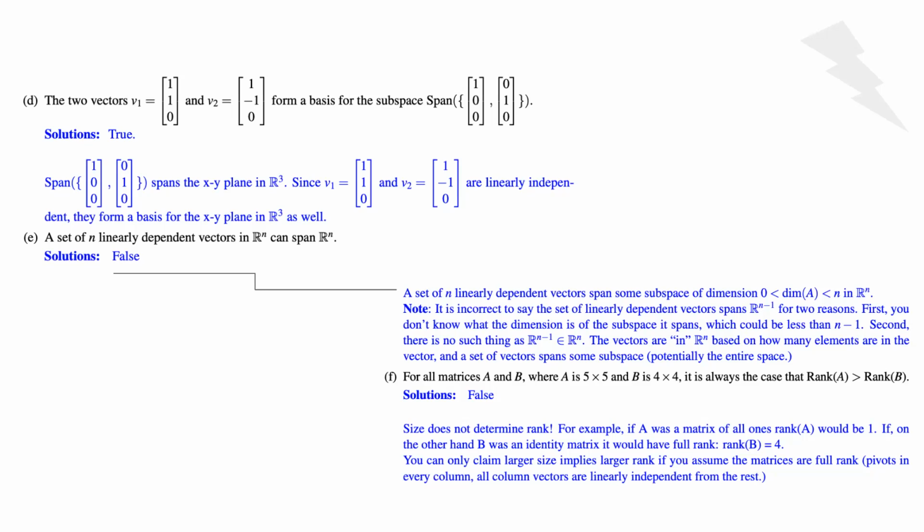Okay, and then for part E, it says the set of n linearly dependent vectors in R^n can span R^n. As we talked about earlier, in order to find a set of vectors that span R^n, you need a set of linearly independent vectors that span R^n. So this isn't entirely true. If you have a set of linearly dependent vectors, then you don't have enough information to write out all the vectors that span that space.